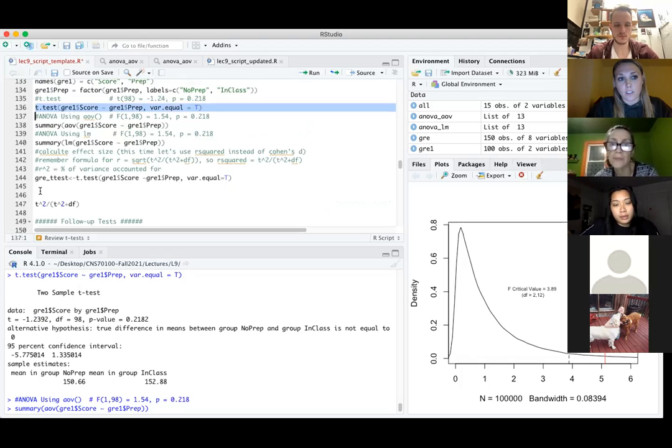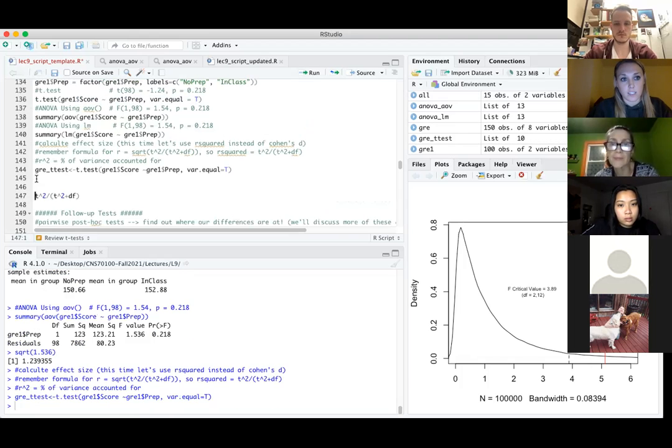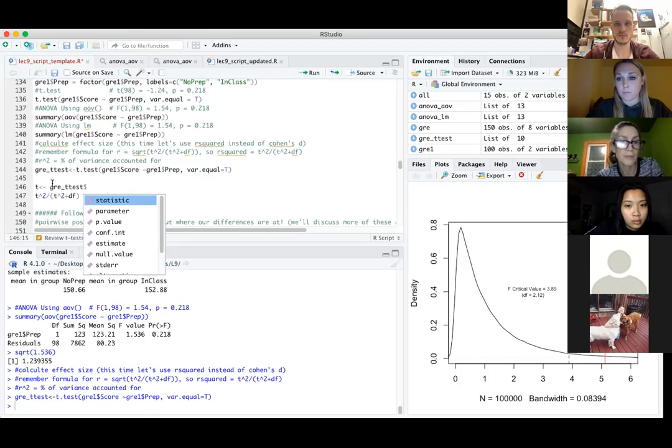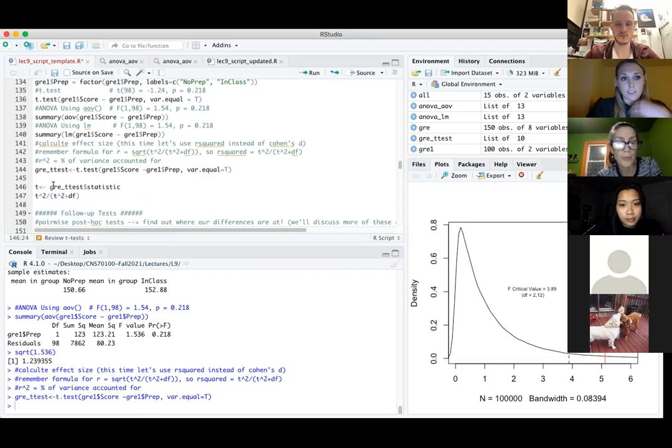So if I just took this, oh, I have it right here, actually. If I just do this GRE t-test, we always print these to the console, but you can actually put them in a variable form. And when you do that, then you can create variables out of these things. So GRE t-test, if we do the dollar sign and a tab, you can see all the values that are in that list that we just created. So I actually want the test statistic.